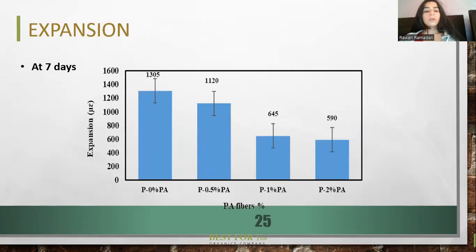Expansion also decreases as PA fiber increases, and here the percentage decrease is more than the other shrinkage parameters, about 50%. Here, the reason for this decrease is that the PA fiber restricts the expansion of bars during curing.